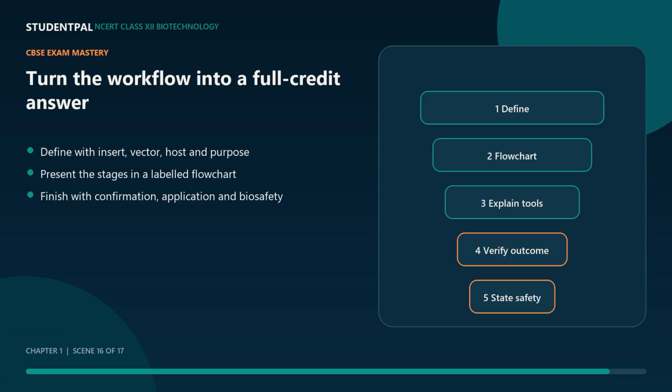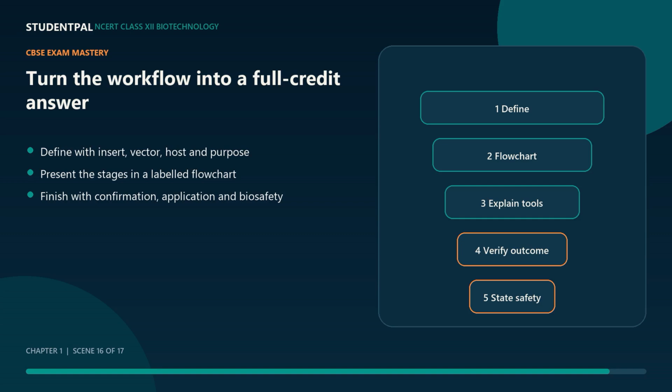For a 3 or 5 mark CBSE answer, begin with the precise definition. Then present the process in order: candidate gene, insert preparation, vector preparation, joining, host entry, selection, screening, confirmation, and finally propagation or expression. Beside important tools, state their function. Restriction enzymes cut at recognized sequences. Ligase seals the backbone. The origin supports replication. A selectable marker supports selection.